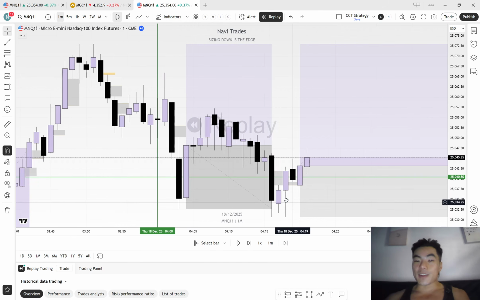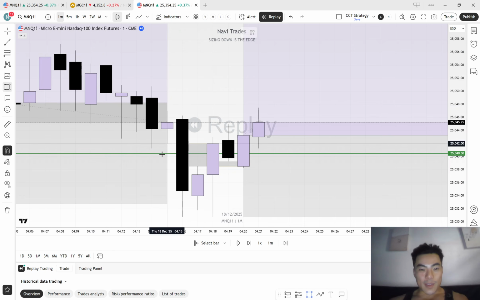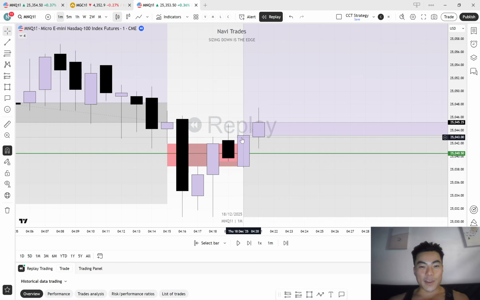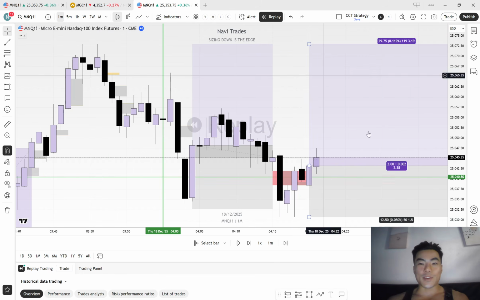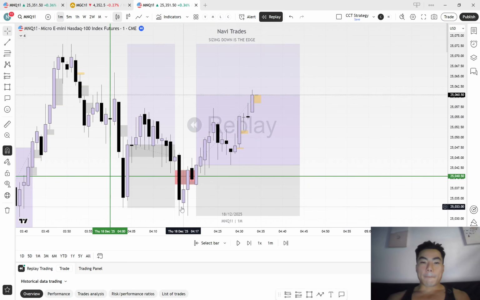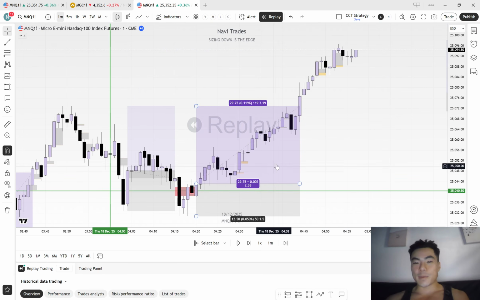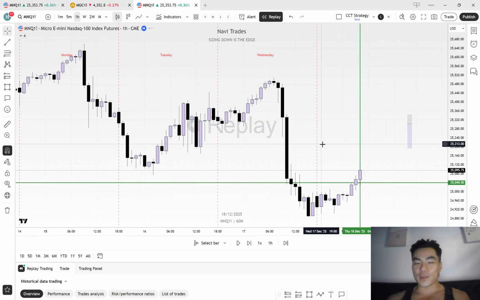and then we get another entry when we close above this fair value gap. See this fair value gap here? Let me move this. There's a fair value gap here, all right? And price finally closes above it here. So that is your entry. And then stop at the most recent low, targeting those same highs for 2.38R. Boom, TP. Cool, that's done. And then back to the hourly to look for the next trade.